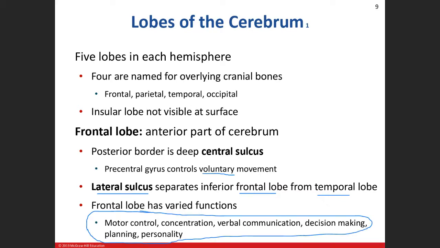The functions of the frontal lobe: motor control, which we already talked about, concentration, verbal communication, decision making, judgment, planning, personality. A lot of your higher order intellectual functions occur in the frontal lobe.